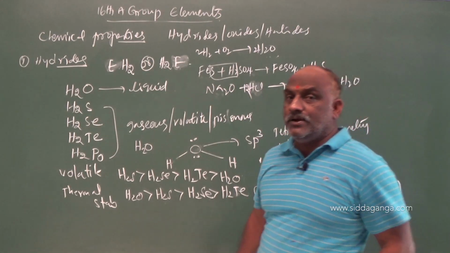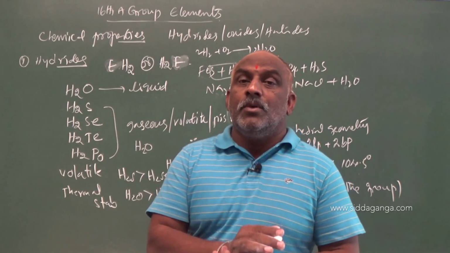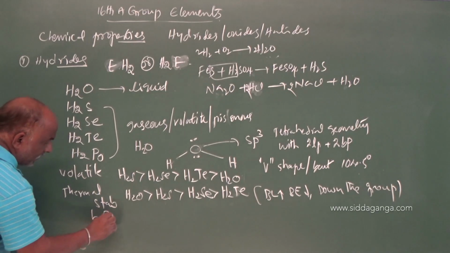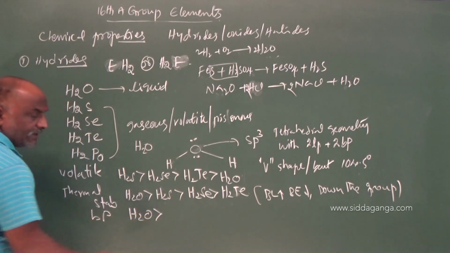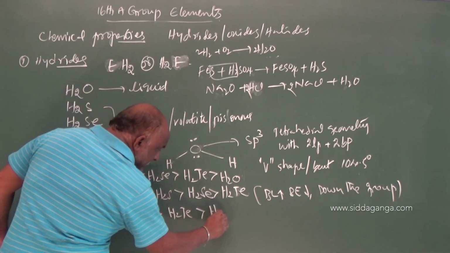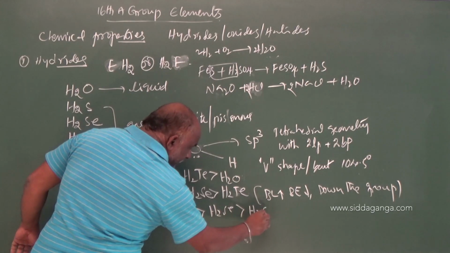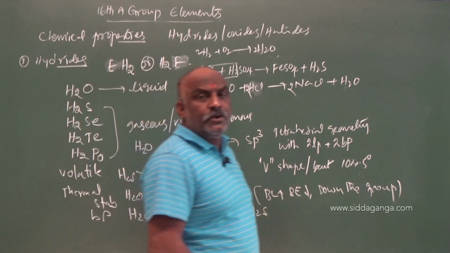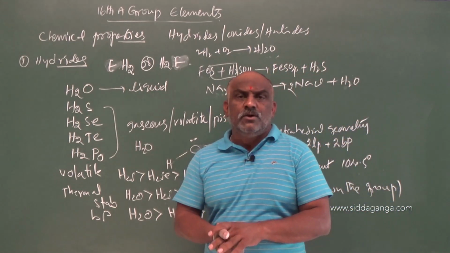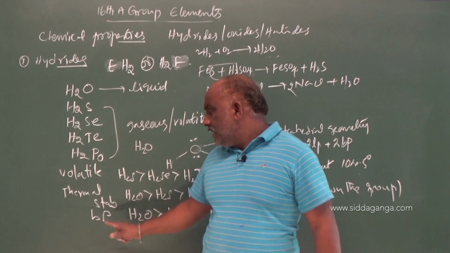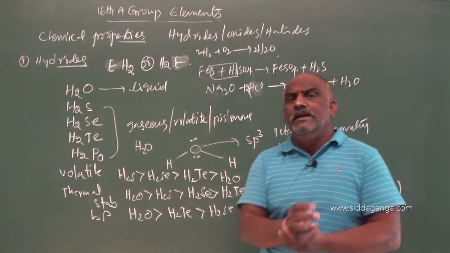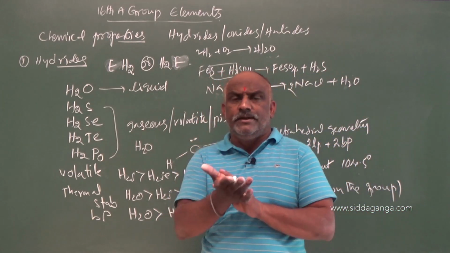Coming to the boiling point order, make a note, my dear students, it is very important. What do we expect? First we give the choice to the water molecule, 100 degrees centigrade, and the next choice goes to H2Te, then H2Se and H2S. Boiling point order of 16th group hydrides: water, hydrogen telluride, hydrogen selenide and hydrogen sulfide. Hydrogen sulfide is more volatile, which means easy to evaporate.